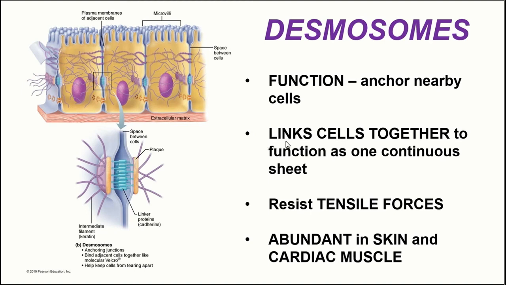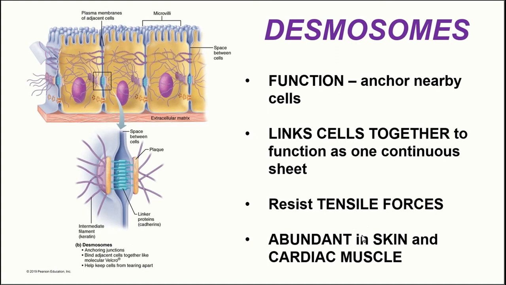So in tissues that are linked together by desmosomes, they behave essentially as one continuous sheet, and so that makes the tissue really highly resistant to what are called tensile forces. Tensile forces are simply referred to as pulling forces. So the cells of this tissue that are linked together by desmosomes are really resistant to tearing.